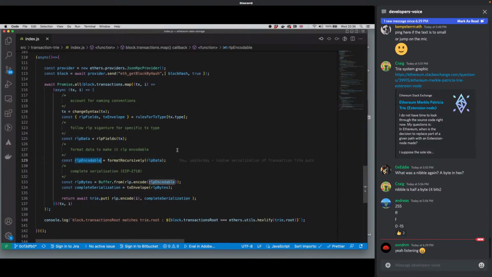We're encoding it recursively because of that weird thing, with those quirks and the access list. So we're making sure that it's all encodable and ready to be encoded. We're finally RLP encoding it, and then we're using the transaction envelope to stick those bytes on the front. Then we're putting it into the trie. Okay, we're putting the complete serialization as the data, and we're RLP encoding its index inside this transaction array.